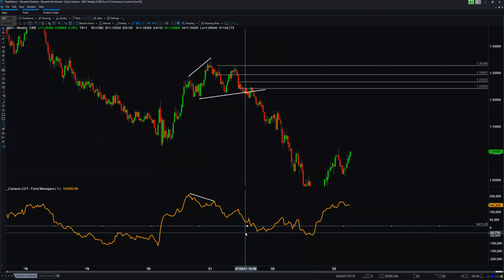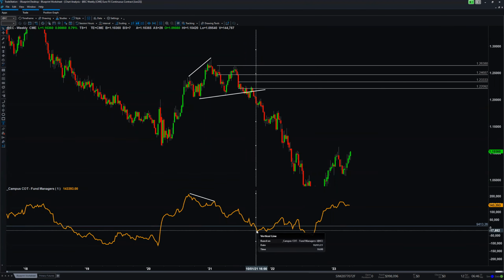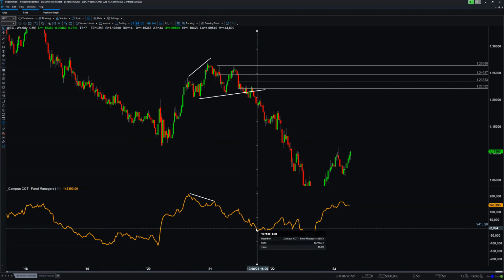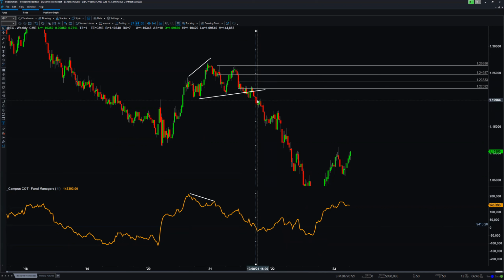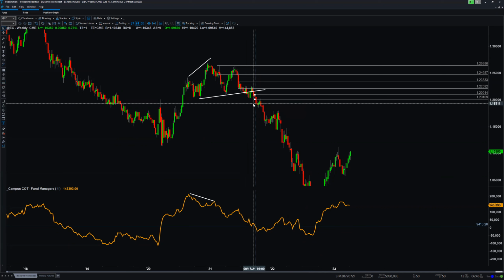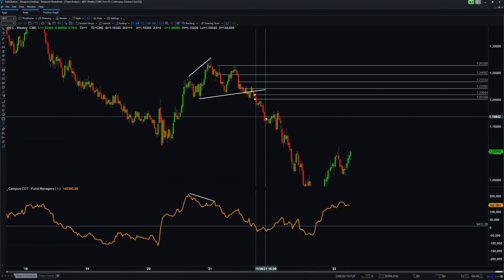Here, for example, this is a low that was broken. Here, this low was broken here. And then what do we have? We have supply that's being formed in the process. Price comes back, they will defend their areas and price shoots lower.